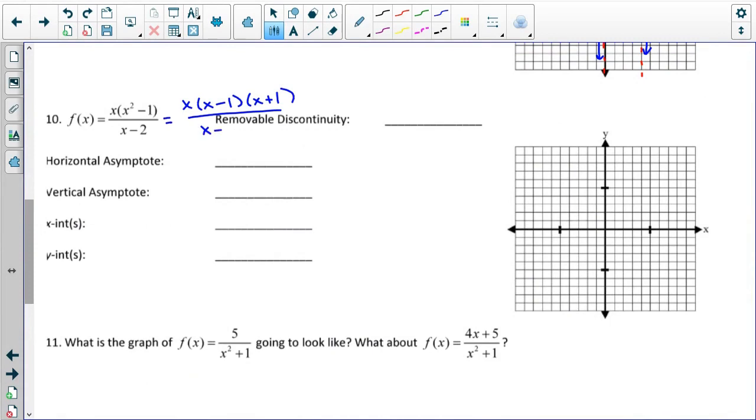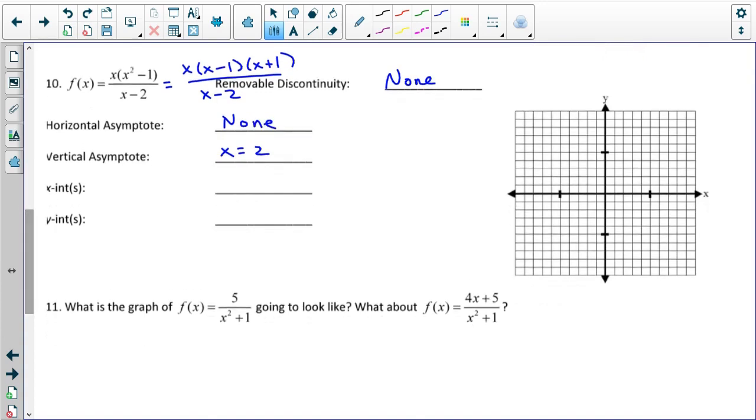Problem 10, if I factor the numerator, I get x times x minus 1 times x plus 1 all over x minus 2. So once again, I have no removable discontinuities on this problem. My vertical asymptote is going to be at x equals 2. My horizontal asymptote, there's going to be no horizontal asymptote.